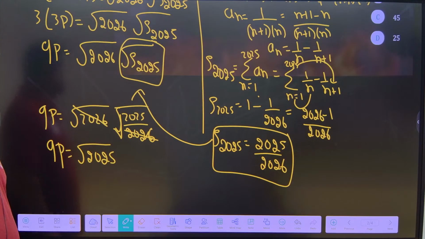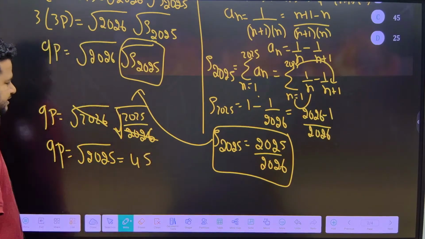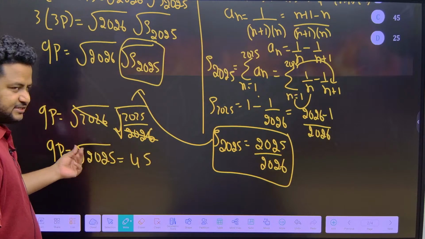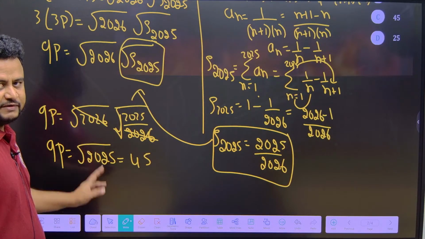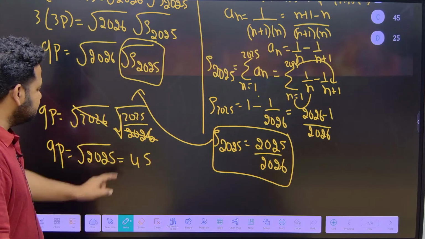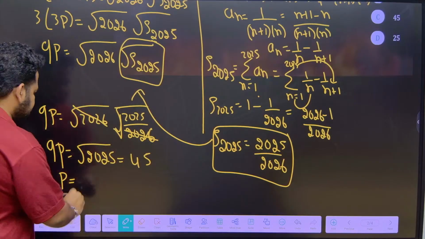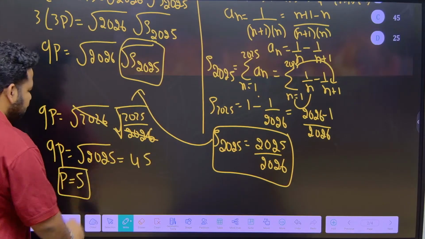Square root of 2025 is nothing but equal to 45. Got it? This you should know. There is a trick to find out the square root of numbers ending with 25. I'll tell you in some other class where I'll talk about speed maths. So this is equal to 45. So p will be equal to 45 by 9. That will be p is equal to 5. We got p is equal to 5.